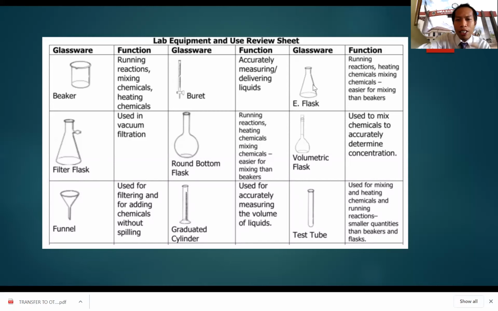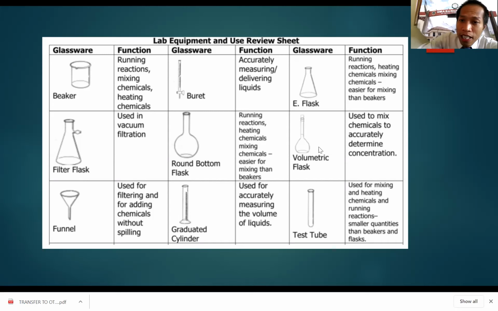We also have some variety of Erlenmeyer flasks, from the smaller one to the bigger one. And the next one is the volumetric flask. Volumetric flasks look like round bottom flasks, but the difference is it has a thinner neck, and it is not really round bottom. It's actually like a conical shape. Okay, and this volumetric flask is generally used to mix the chemicals like the Erlenmeyer, round bottom, and beaker.